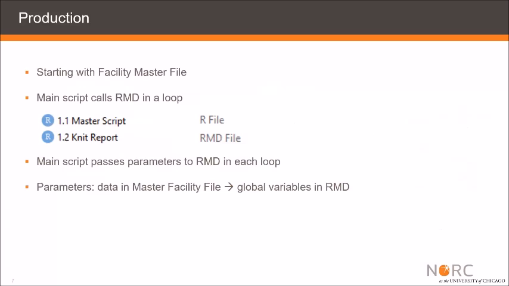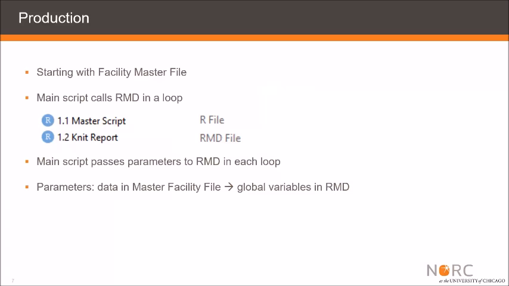So for production, we start with a master facility file, and then we have about 8 different scripts, and the last 2 are working together. One's a master script, and one's a knit report. In the master file, we make a loop that goes through the facilities and applies the data in the master facility file.